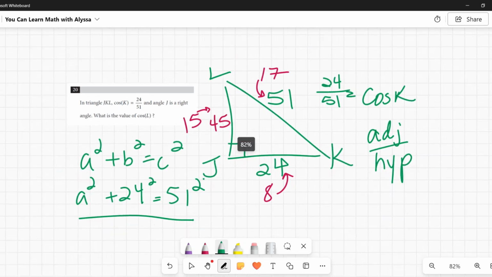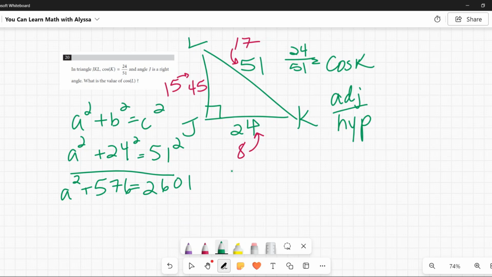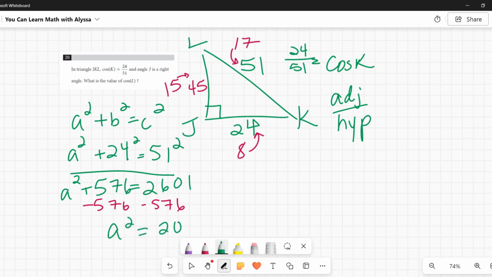Okay, so if we do this, my 51 squared is 2,601. My 24 squared is 576. And then we have a squared plus that. If I subtract 576 from both sides, I'm going to get that a squared is equal to 2,025. And to solve for a, I need to take the square root of both sides. And I'll get that a is equal to 45.